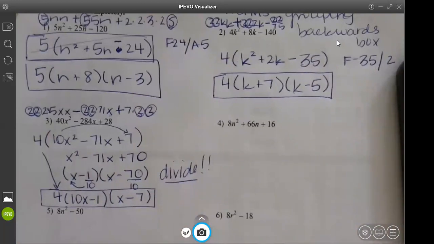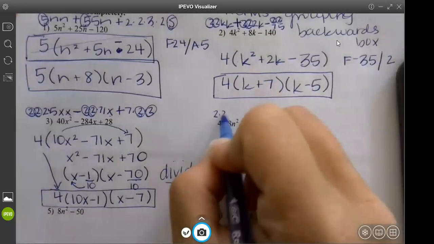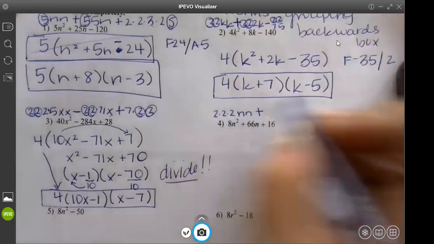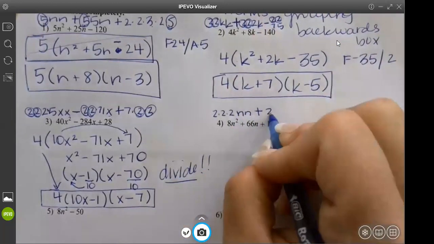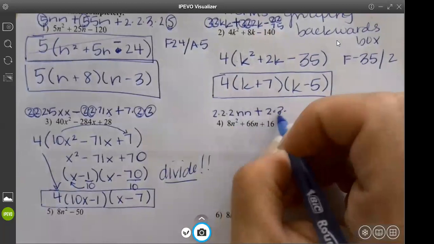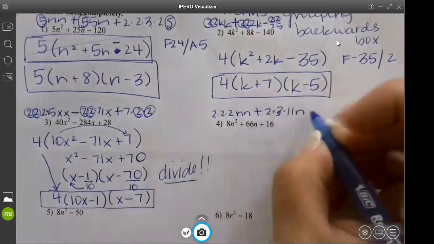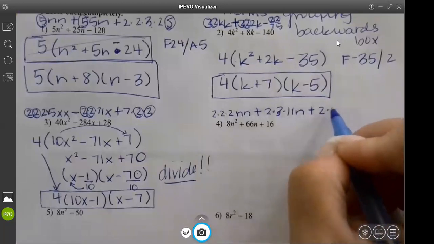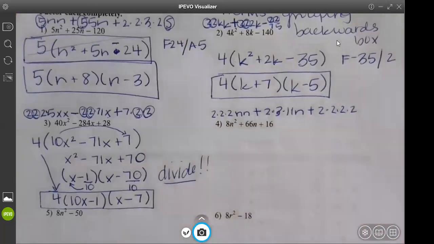All right, number 4 is the same way. You're going to end up with a number in front. What are your factors of 8? 2, 2, 2. We have an n and n. We have plus 66, which is 6 and 11. 6 is 2 and 3. 11 won't break down. And then 16 is 2 and 8. And 8 is 3 2s.